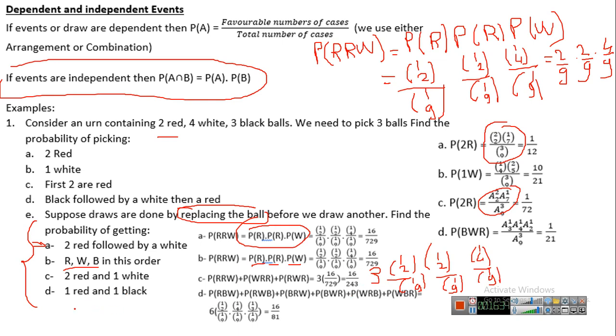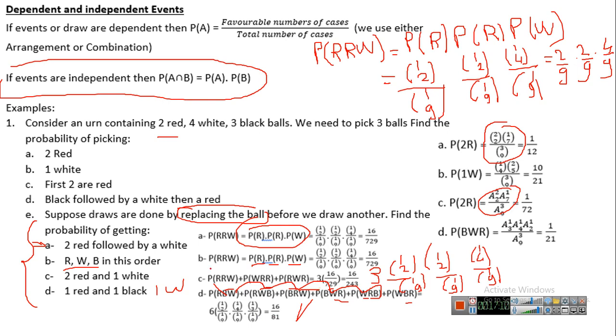I want 2 red and 1 black. Sorry, here I want 1 red, 1 black. It means directly the other one will be white. Either you have red, black, white, or red, white, black, or black, red, white, or black, white, red, or white, red, black, or white, black, red. Each one is equal to the other. So how many choices do you have? 1, 2, 3, 4, 5, 6. Times red, 1 out of 2, 1 out of 9. Black, 1 out of 4, 1 out of 9. And white, 1 out of 3, 1 out of 9, and you get the answer.